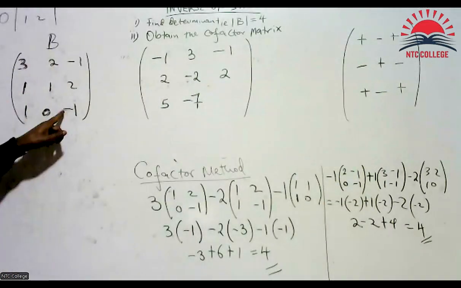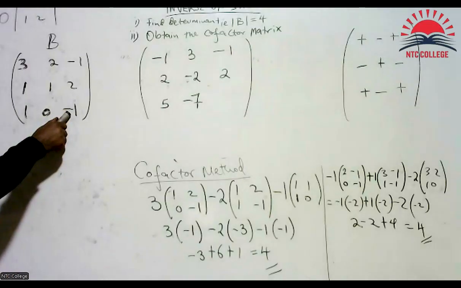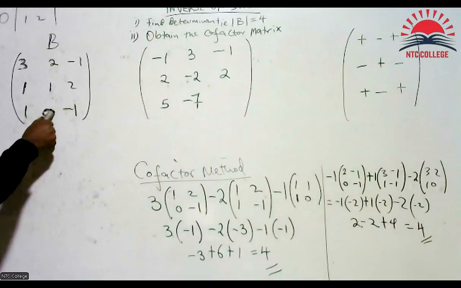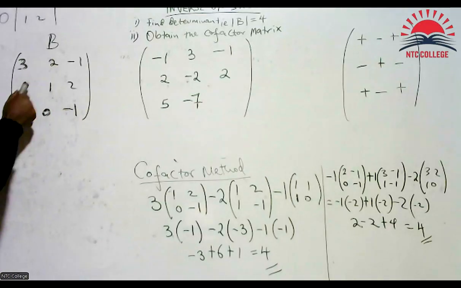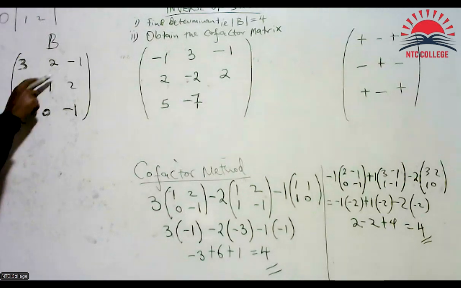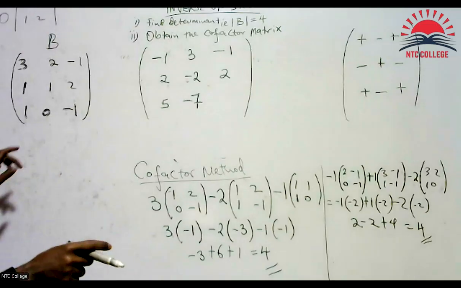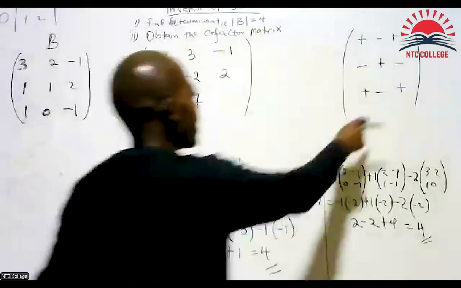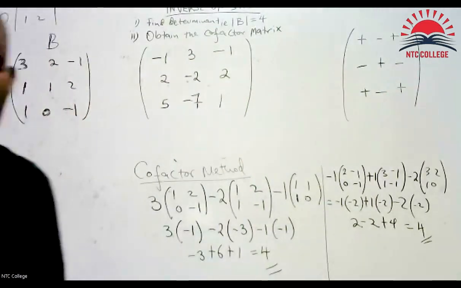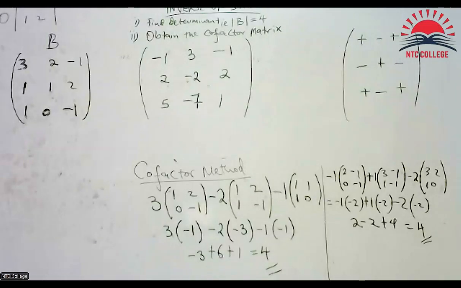Now finally, the original element -1. When you ignore the row and the column, you will be left with 3, 2, 1, 1. And that result is 3 times 1 minus 2, which is 1. 3 minus 2 is 1, and that is positive. Even here the sign is positive. So, +1. And we are done with the so-called cofactor matrix.